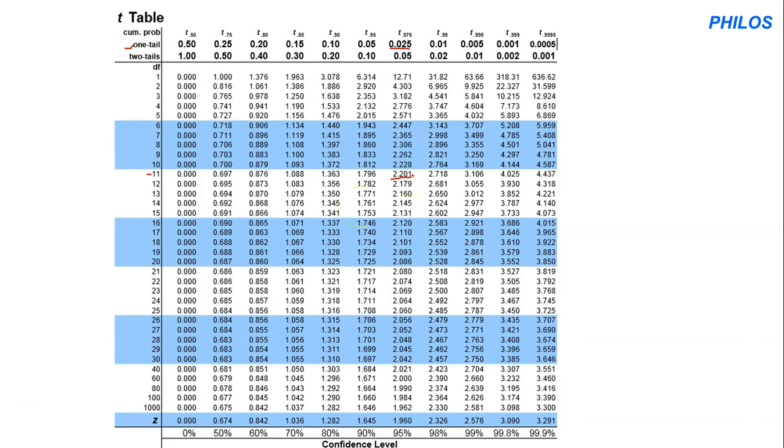Now, there's another way of checking it. You can just say 1 minus C without dividing it by 2. So if you use 1 minus 0.95, you get 0.05 without dividing it by 2. You can check where they've written 2 tails. So you see that you get 0.05. Against the degree of freedom of 11, you see that you get the same answer. But please use the first method I show you, 1 minus C divided by 2, and check at 1 tail.